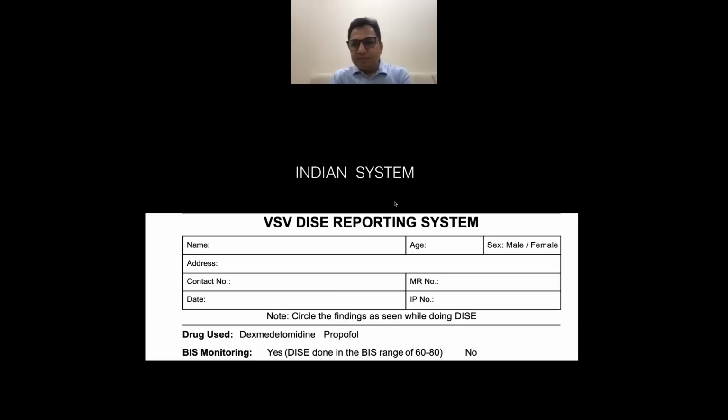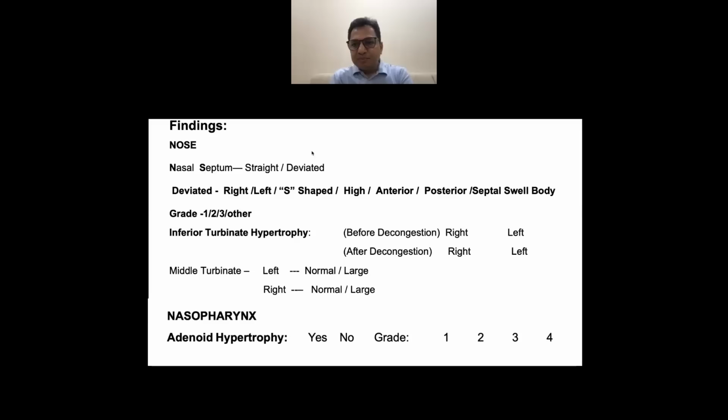But this is a reporting system where you obviously put all the data. Which drug did you use? Did you use BIS or not? If you used, to what range did you use? Then you put your nose finding: nasal septum, straight, deviated, how much, right, left, S-shaped, high, anterior, whatever grade of deviation, inferior turbinate hypertrophy, before decongestion, right, left, after decongestion, right, left, middle turbinate, left, right, normal, large, nasopharynx adenoid, no, yes, no, grade 1, 2, 3, 4. The nose part, I'm not going into detail because this is a different ball game altogether.